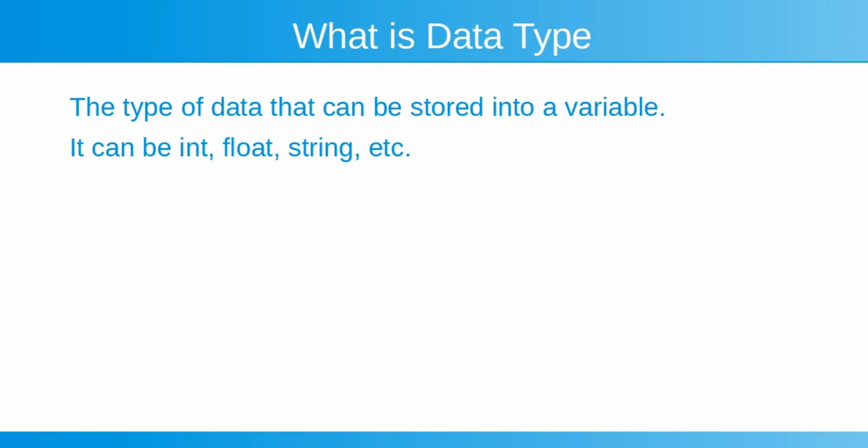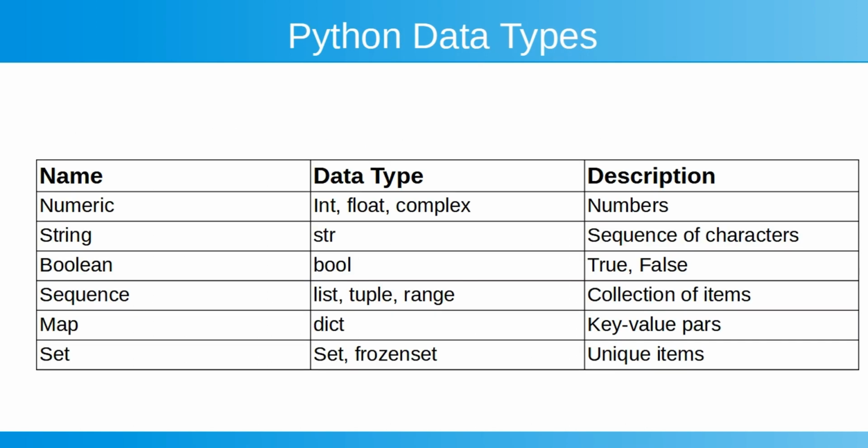Okay, before going to the Python data types, let's see what is meant by data type. It's basically the type of data that we are going to store in a variable. It can be of integer form, or it can be float data, or a string, or any other data. So basically we call the type of data that can be stored in a variable a data type. Okay, so let's see what data types Python supports.